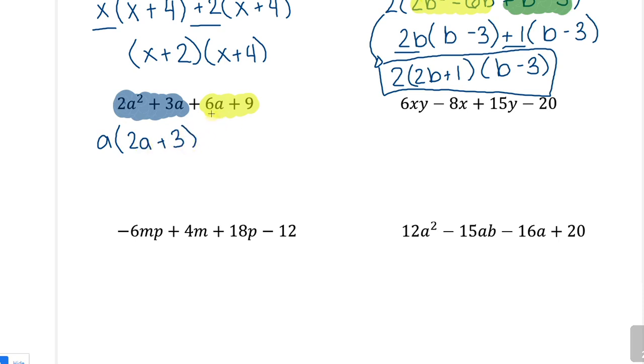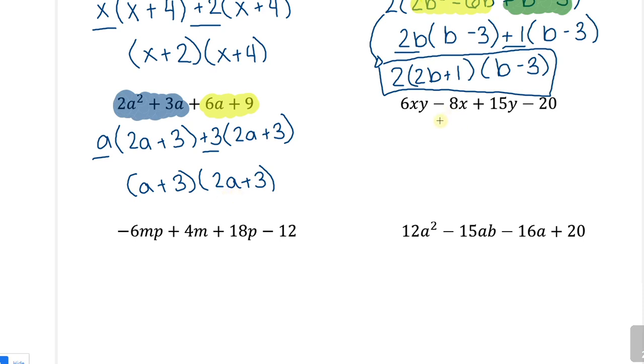The next one, we have 6a plus 9. The greatest common factor we can take out there is a 3, so plus 3. Now divide. We get 2a plus 3. Our two parentheses are the same, so we're going to take the outside and make a binomial, so a plus 3, and then our twin, 2a plus 3. And then we are done there.